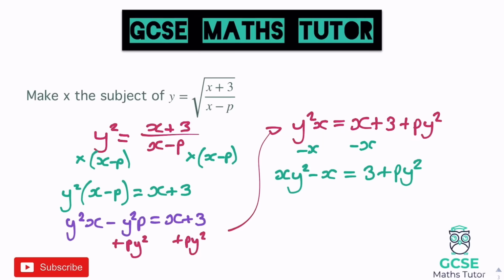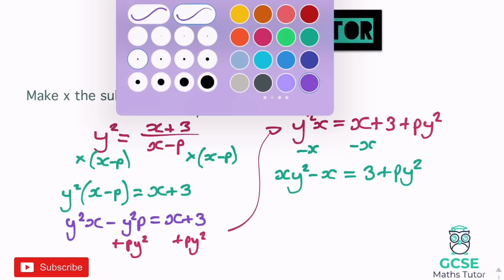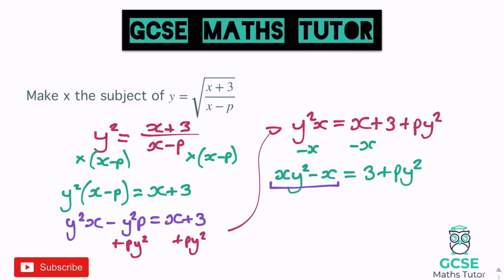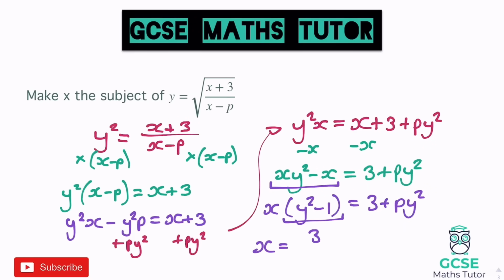And here's where this process starts to come in now. We can factorise this left-hand side so that we get 1x. So we'll get x brackets y squared minus 1. That equals 3 plus py squared. And then you can divide by this bracket here and slot it underneath the right-hand side. So you get x equals 3 plus py squared over y squared minus 1. And there would be our final answer.